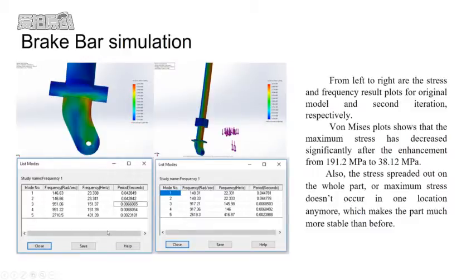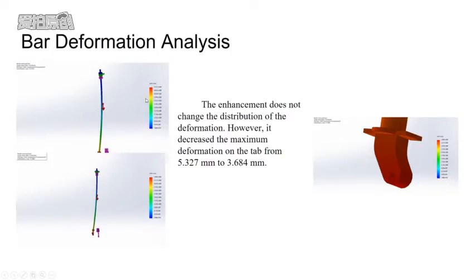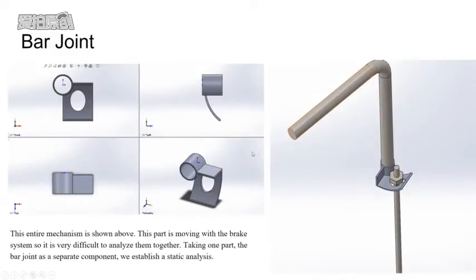And we also made these two tables, so you can see how frequency changes. And here is the bar deformation analysis, so you can see how the stress changes during this stress analysis. Here is the bar joint.